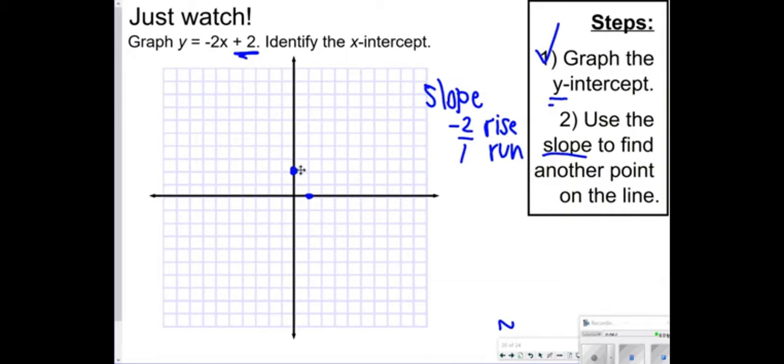If you wanted to plot more points, you would just do the opposite slope. So negative 2 over 1, that would just mean you go up 2 and to the left 1, so up 2 and to the left 1. And that would give you a point on the other side. That might also be helpful to know as well. And then you just plot your points.